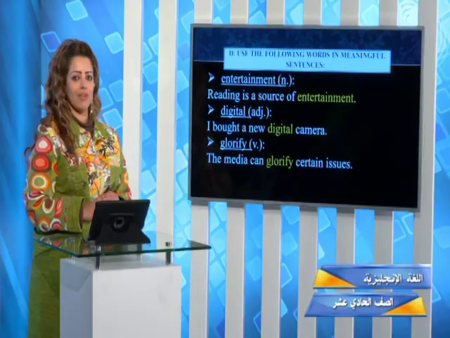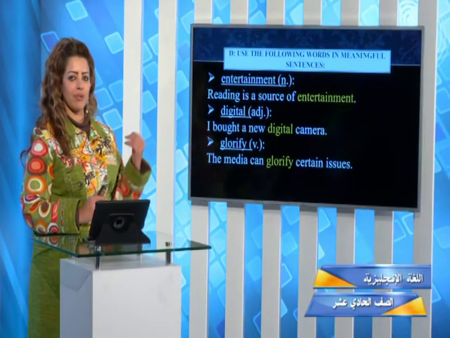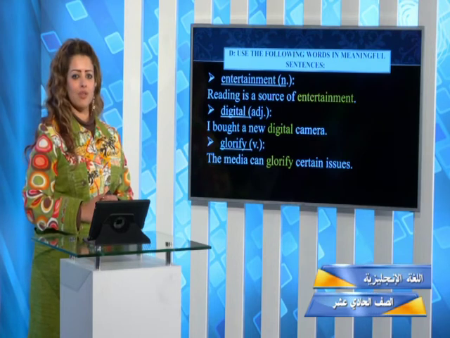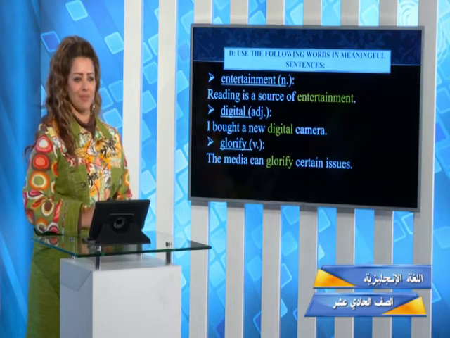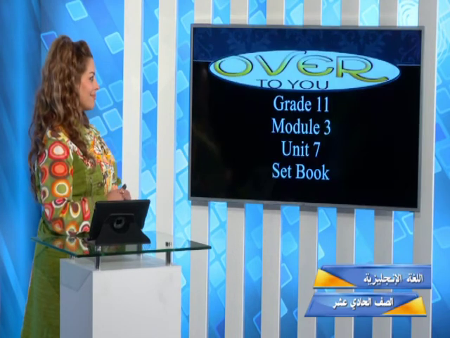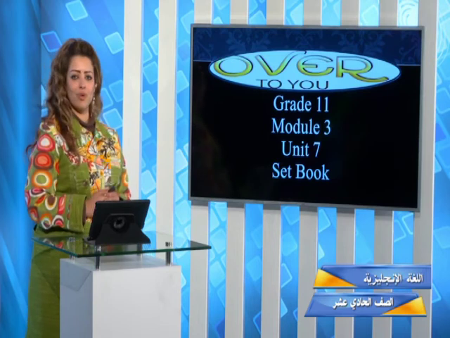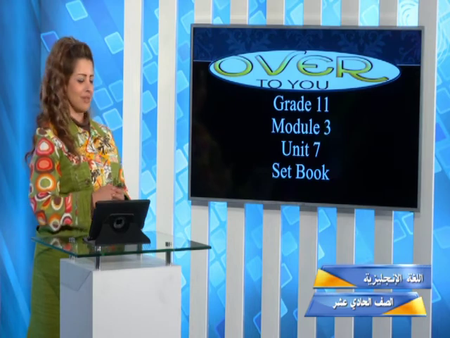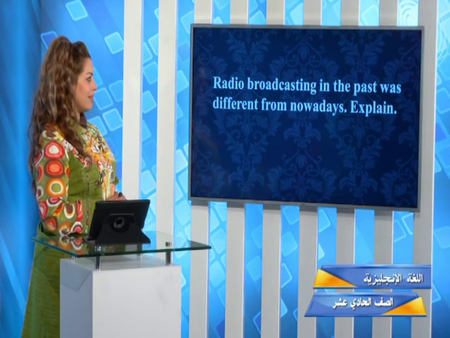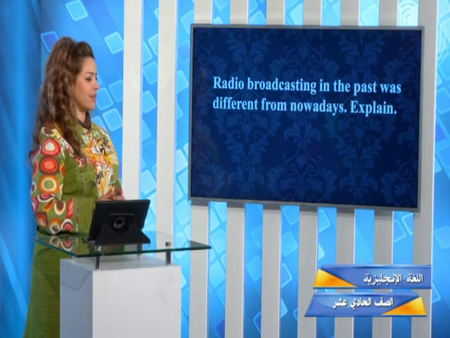As I told you, the third and the fourth type that we have just done are only in the quizzes. You will not find them in the third or fourth period exams. We'll move on to set book questions. We have finished our vocabulary words, and we'll start with our first question, which is: radio broadcasting in the past was different from nowadays.